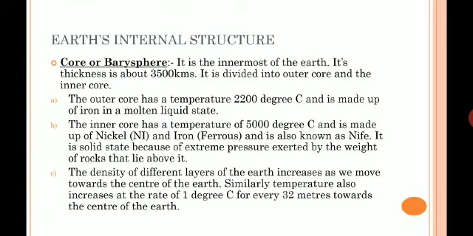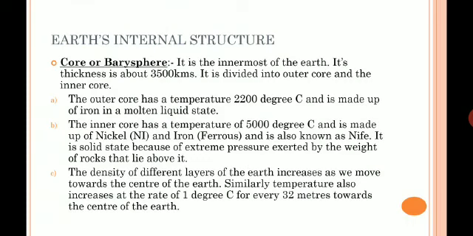The outer core has a temperature of 2200 degrees Celsius, and it is made up of iron in a molten liquid state. The inner core has a temperature of 5000 degrees Celsius, and it is made up of nickel and iron, which is also known as NIF. It is in a solid state because of the extreme pressure exerted by the weight of the rocks which lie above it.